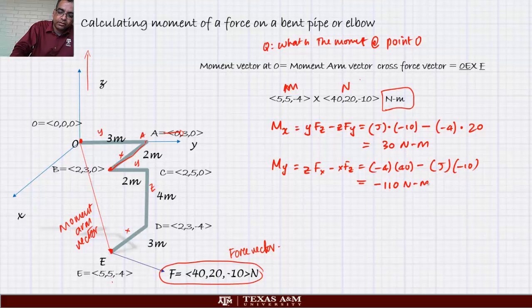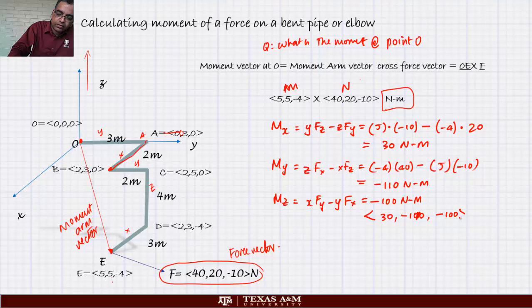Newton meters, and then Mz equals xFy minus yFx, which, if you do the same thing, turns out to be minus 100 Newton meters. So my vector looks like 30, minus 110, minus 100 Newton meters. It's not complex, just R cross F, nothing to it.